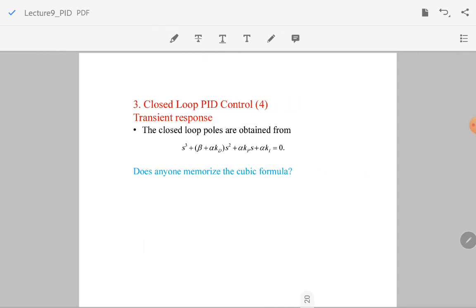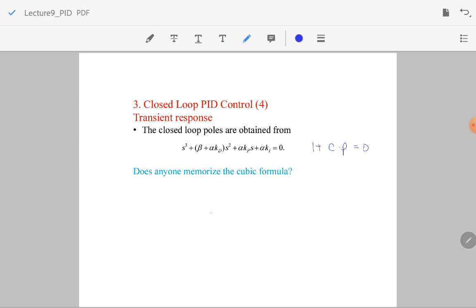So now, looking at the change in response, we have to look at the denominator of the transfer function. We find that the characteristic equation is third order. This is 1 plus C times P equals 0. It will have some denominators, so we multiply by the common denominator and make it into a polynomial. So what are the roots of this polynomial? You should have 3 roots.